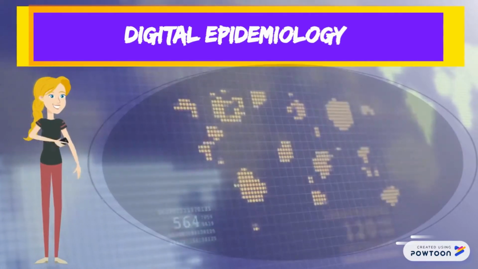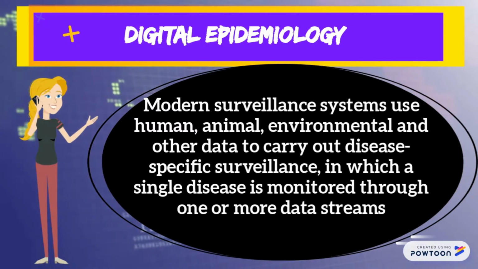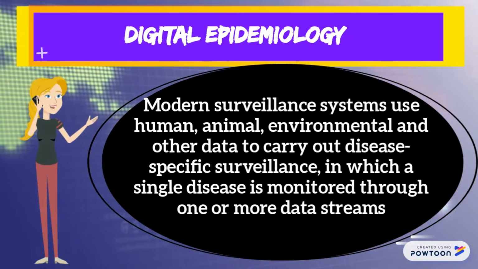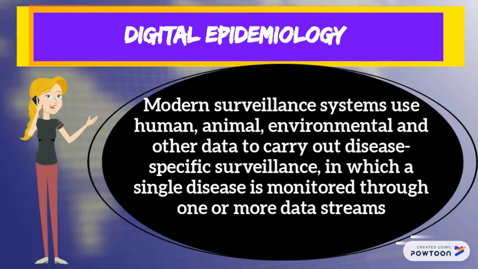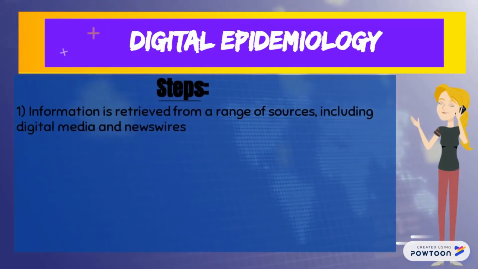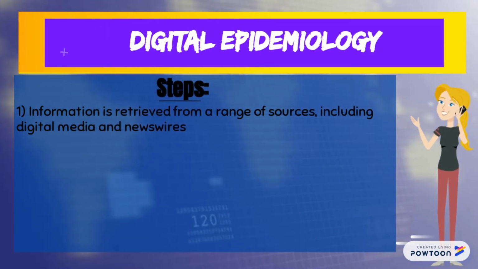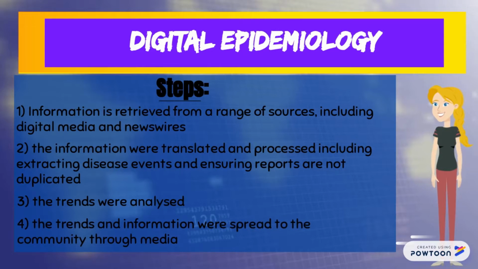Next is digital epidemiology. It is a modern surveillance system using human, animal, environmental, and other data to carry out disease-specific surveillance in which a single disease is monitored through one or more data streams. The steps are: first, information is retrieved from a range of sources including digital media and newswires. The information is translated and processed, including extracting disease events and ensuring reports are not duplicated. The trends are analyzed and the information is spread to the community through media.